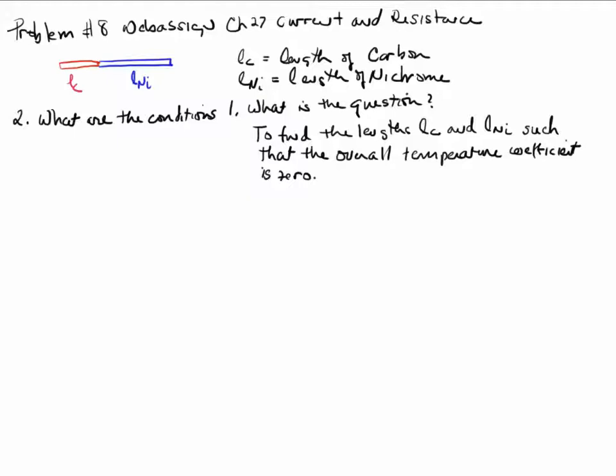So what are the conditions? Well, the first condition is, and I'll give you a chance to answer that, R_C plus R_Ni is equal to a constant, whether it's 10 ohms, 15 ohms, 14 ohms. The whole idea is that R_C plus R_Ni is constant. And the second condition is that R_C at any temperature plus R_Ni at any temperature is the same constant.